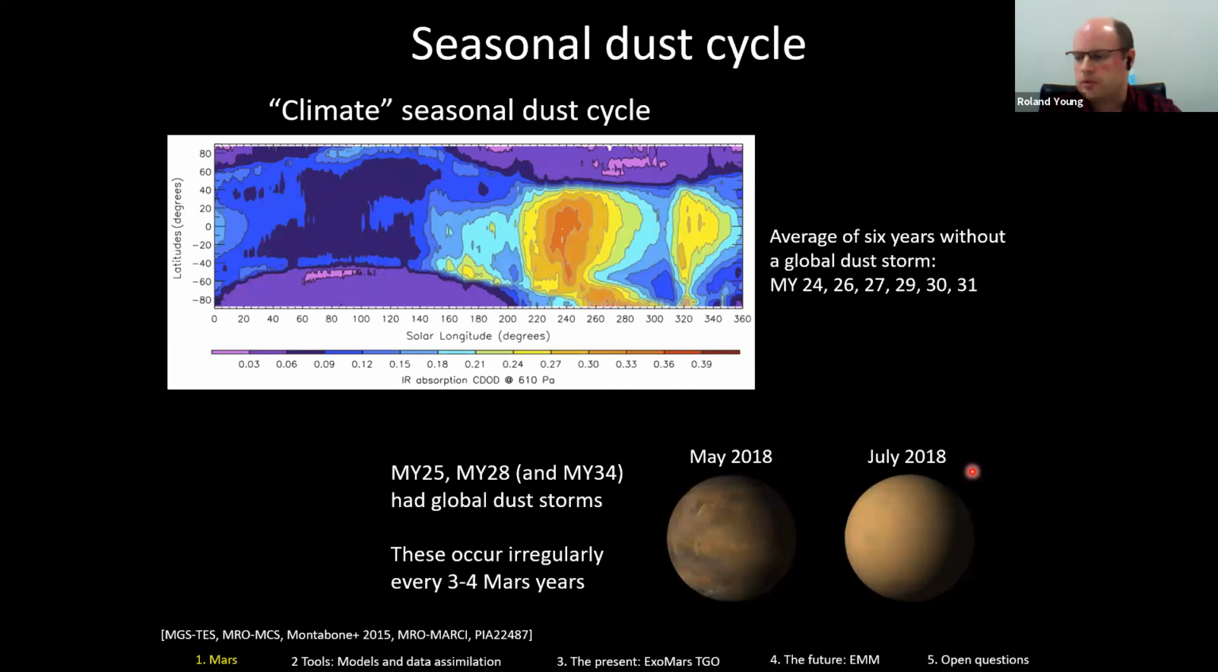And this is what's called a global dust storm, where a huge amount of dust is lifted off the surface, and it triggers this runaway behavior that ends up with the whole of the planet being covered and obscured by dust. And these are irregular, they're very hard to predict. In fact, there are no models that can predict when they will occur as of yet.